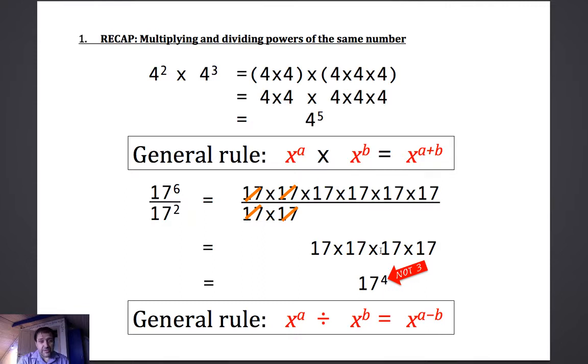You might make the mistake of dividing the powers and getting 3, 6 divided by 2. And in my notes I always use an example where the powers do divide by each other, just to draw your attention to the fact that dividing them would be the wrong thing to do. So subtract the powers. 17 to the 6 divided by 17 to the 2 is 17 to the 4, because 6 minus 2 gives you the 4.